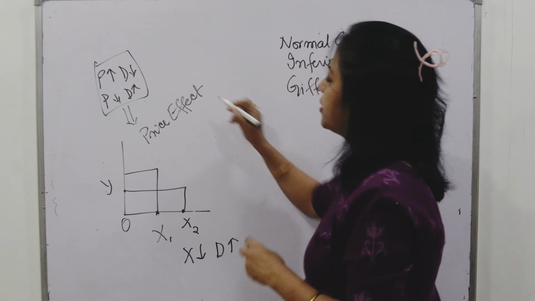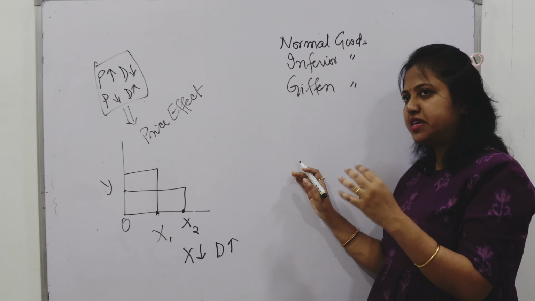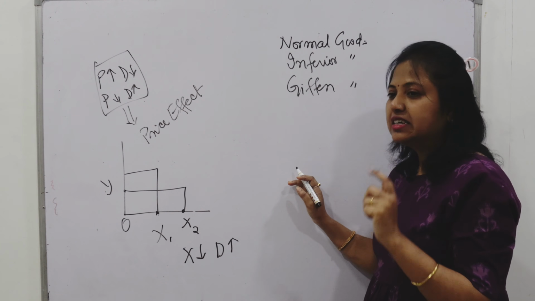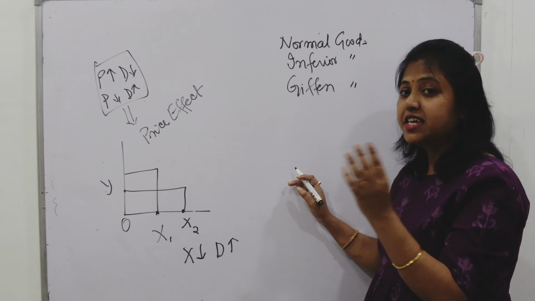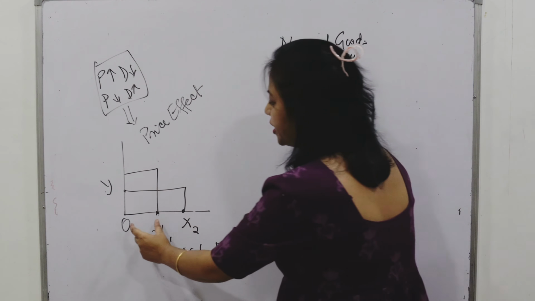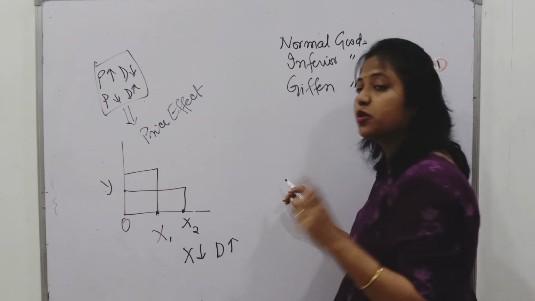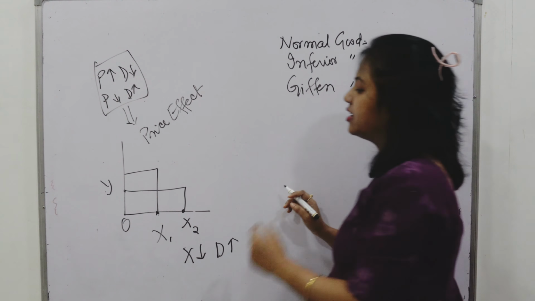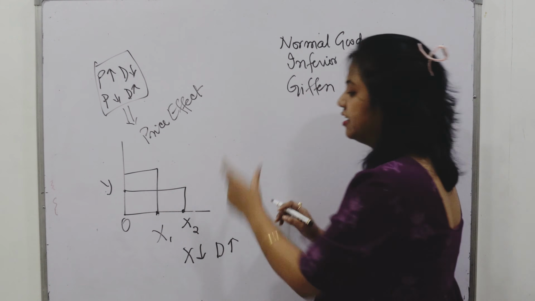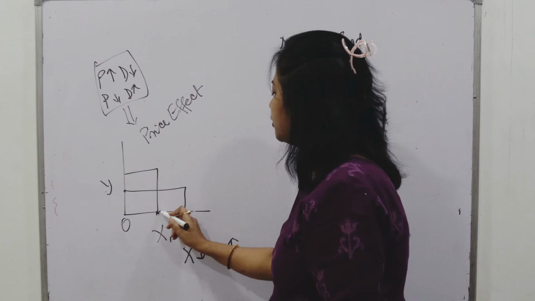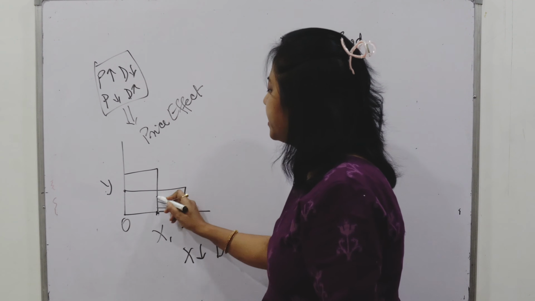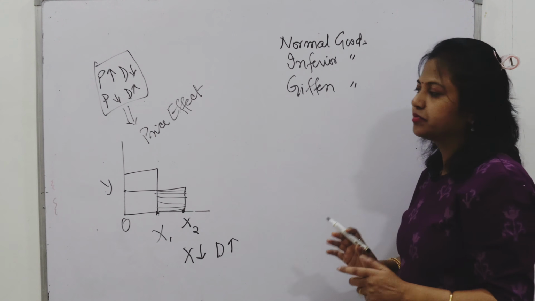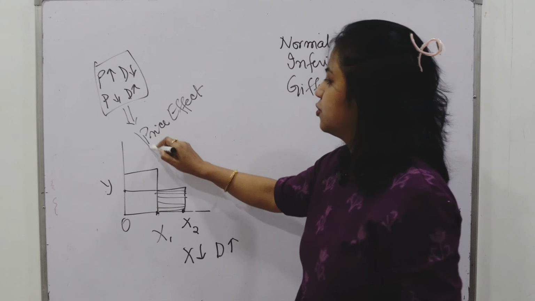Okay, what is the price effect? Price effect means when the price of a commodity falls, the demand for that commodity increases. So when I say OX1 was my original quantity, OX2 is my new quantity. So what is my price effect? The price effect is this much. That is how much my demand has increased due to the fall in the price. This is the second thing that we understood.